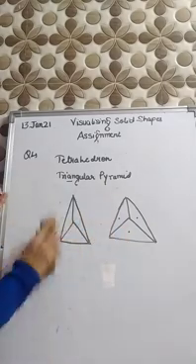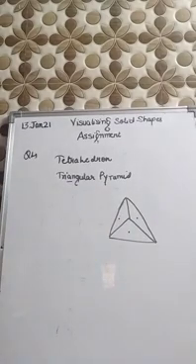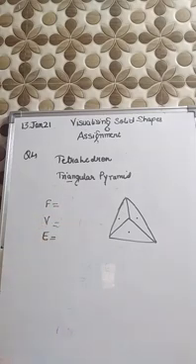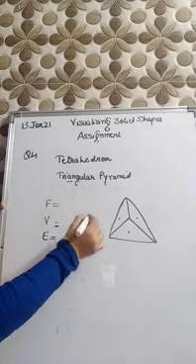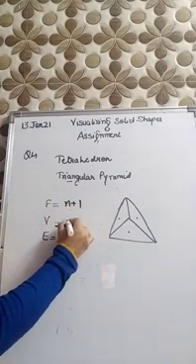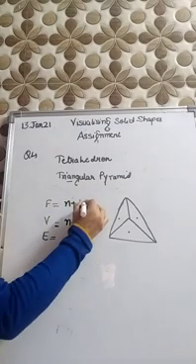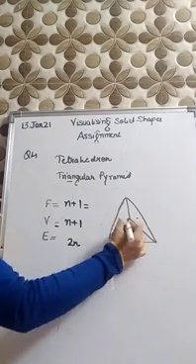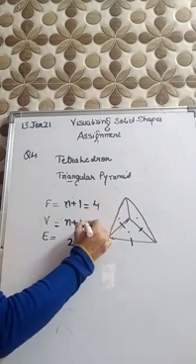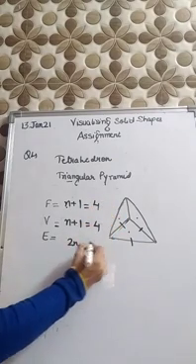Now here you have to write the number of faces, vertices and edges. Faces, vertices and edges are the same as in the case of a triangular pyramid, but the difference is that the triangles formed here are equilateral triangles. In the case of a triangular pyramid you all know the formula: faces are n plus 1, edges are 2n, and the number of sides in the base is 3. In the case of a triangle we have 3 sides, so if you put 3 here, 3 plus 1 is 4, and double of 3 is 6.